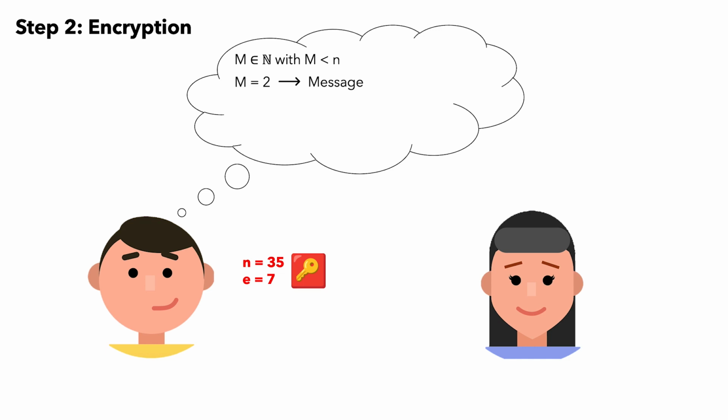Now Bob calculates the number m dash. Therefore, he calculates m to the power of e, the first number from the public key, and this expression modulo lowercase n, the second number from the public key. With concrete numbers, this would be 2 to the power of 7 and this modulo 35. In other words, he computes the remainder of 128 divided by 35, which is 23. So, m dash equals 23, which Bob sends back to Alice.